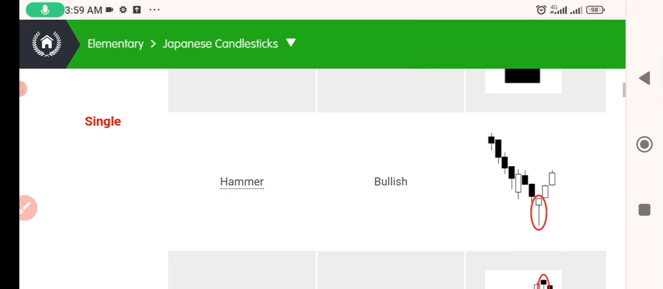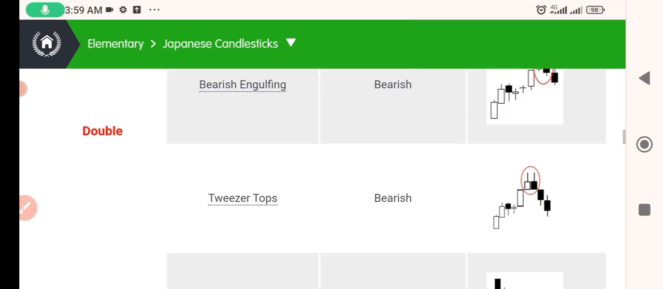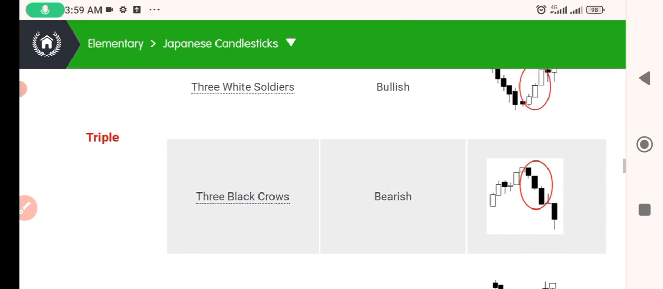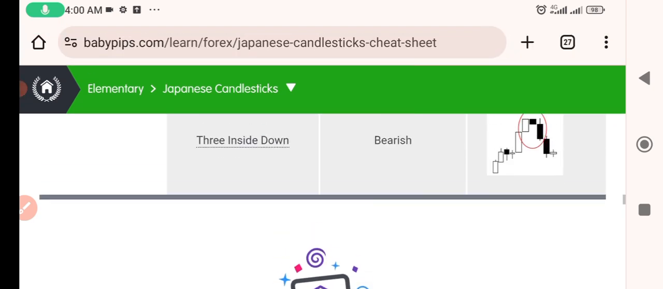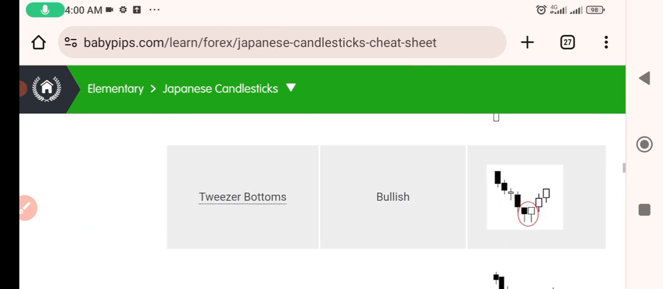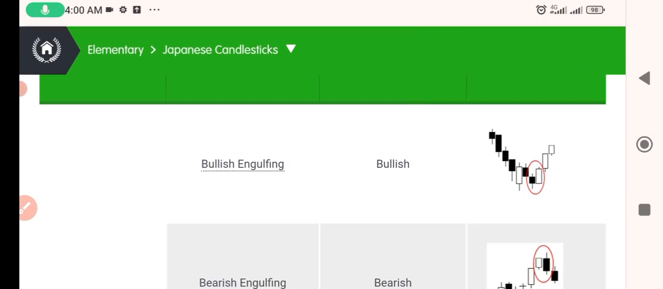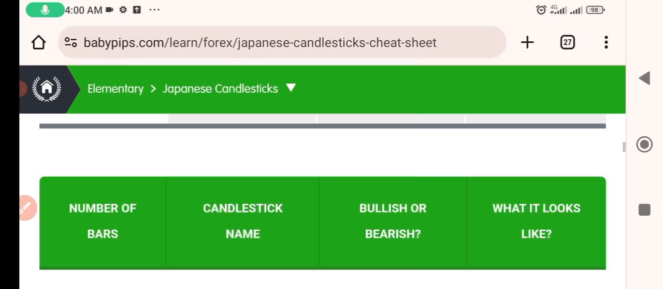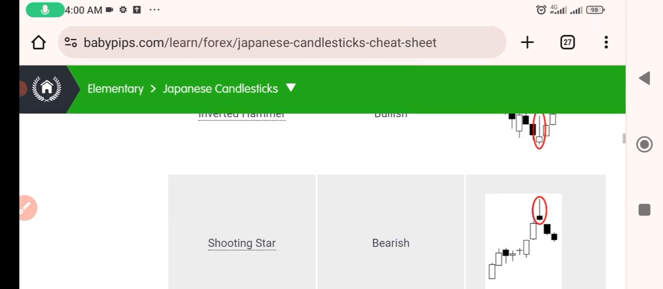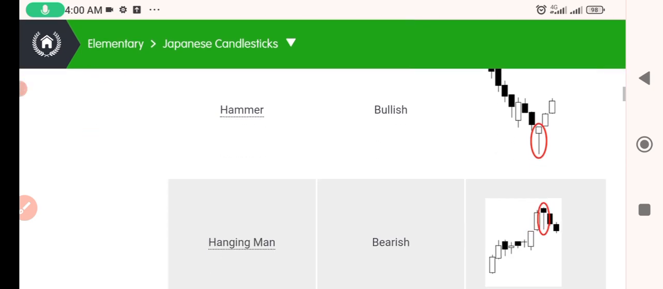Alright, so basically candlesticks are categorized into single candlesticks, double candlesticks and triple candlesticks. So this is how candlesticks are formed. For you to use your candlesticks for an entry confirmation, they are categorized into these three basic categories: a single candle, a double candle, or a triple candle.